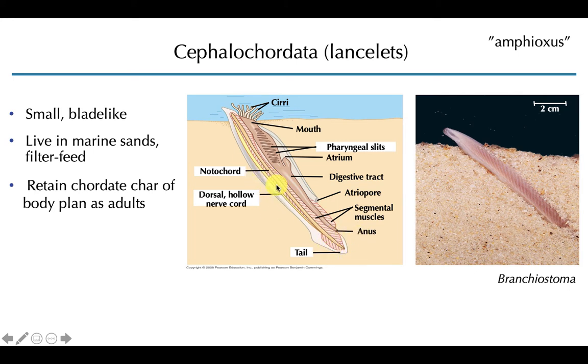Dorsal hollow nerve cord. More ventral to that is the notochord. And then the pharyngeal slits, again, those are filter feeding devices. You may hear people refer to lancelets as amphioxus.